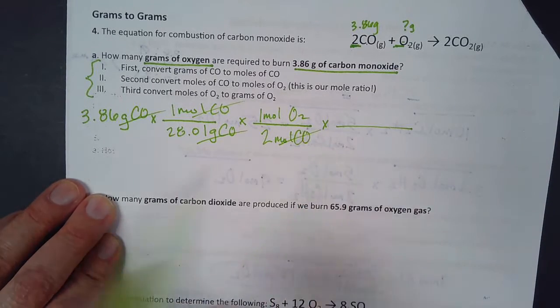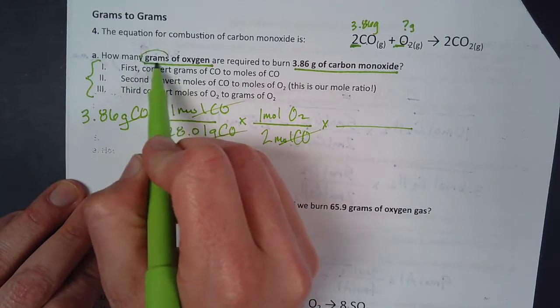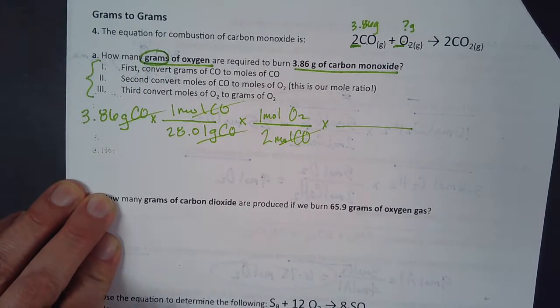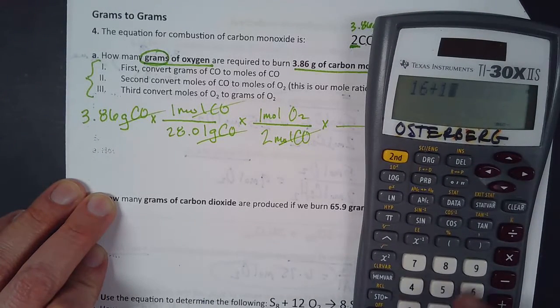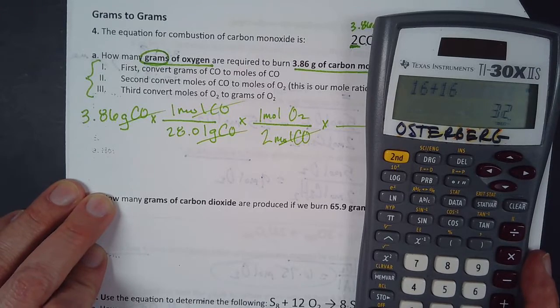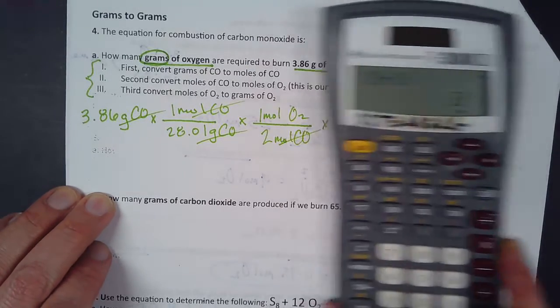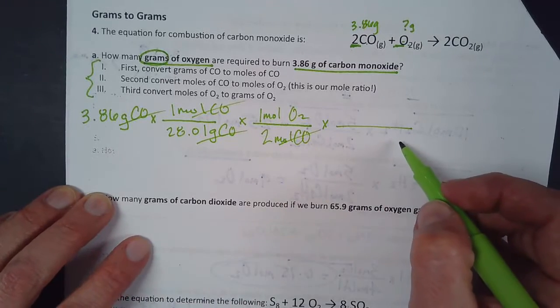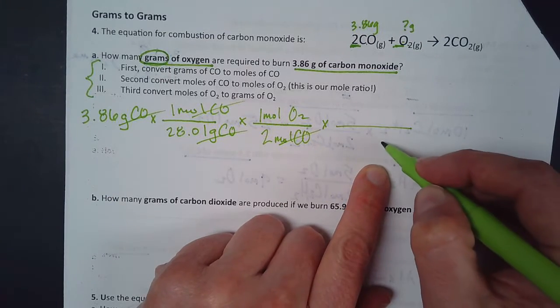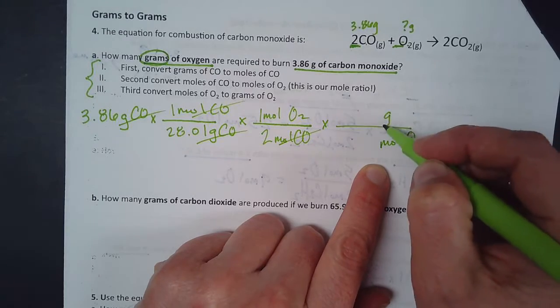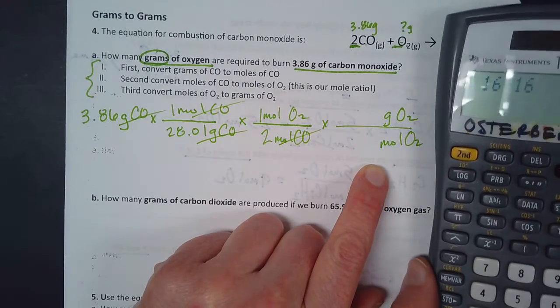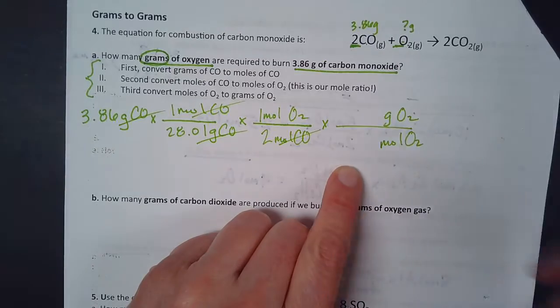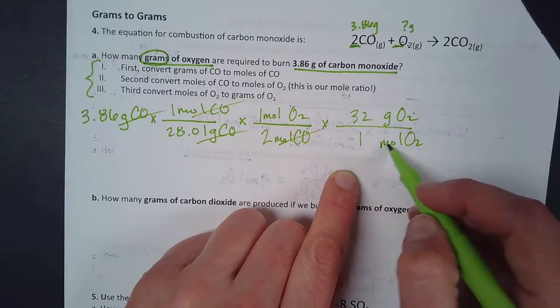All right, so now we're in moles of O2. What are we trying to get it into, though? Grams of O2. Now we need the molar mass of O2. 16 plus 16, 32. So if we have mole up here, what's got to go on the bottom to cancel? Mole of O2. Gram of O2 on the top. Where is the 32 going to go? The top. Moles cancel.